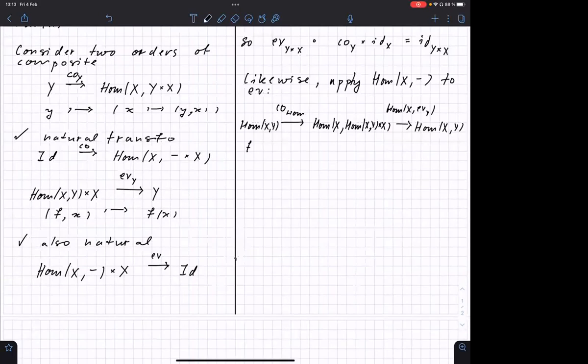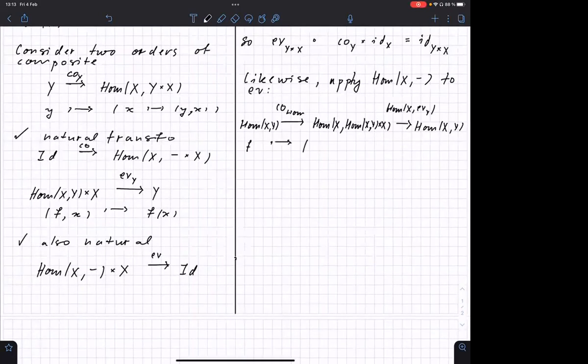So if I have a map from Y to X, what does the co-evaluation do? It's supposed to take little x to f, the pair, f comma x. And then what does the second map do? It composes with the evaluation. So this will map to, for every x, it just evaluates, gives the map.